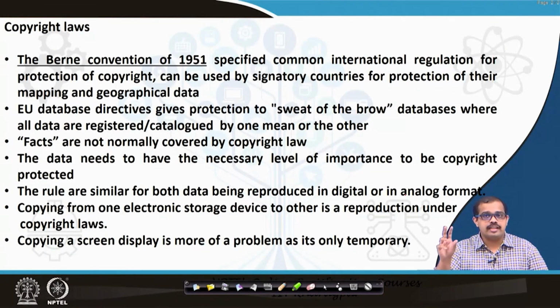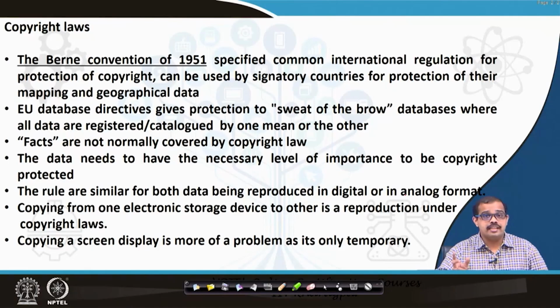So, what is that data? Probably you can look at the entire Berne Convention report, or you have Indian rules also wherein you can look at similar provisions. The rules are similar for data produced in digital or analog form. Copying from one electronic storage to another is a reproduction under the copyright law. So, when you are reproducing it, you are supposed to credit the author and also produce certain information from that author as necessary.